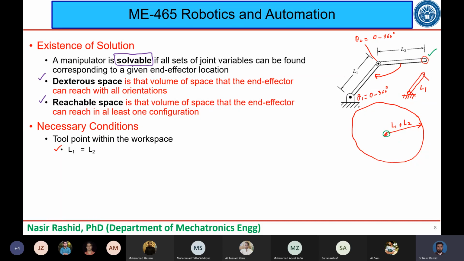this base point in all 360 orientations. So this green point becomes its dexterous space. However, in all other space, let me just make this space like this. This space which I have drawn, inside this space there is no other point that this end effector can reach in all orientations.